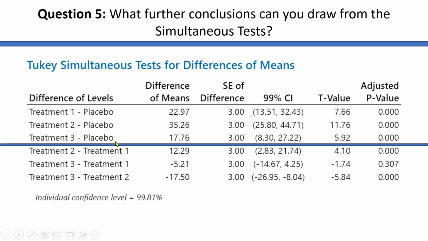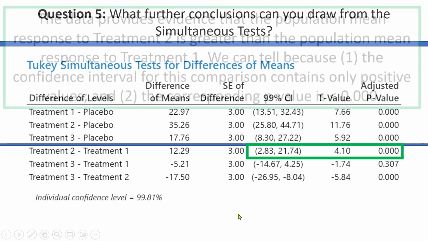Okay, so now let's look at the bottom half. Here we're comparing treatments with one another. And so in the first instance, we can see if we compare treatment 2 with treatment 1, this 2-sample t-test is giving us a confidence interval for the difference between the population means that contains only positive values. Furthermore, the p-value is very small. This is indicating that the population mean for treatment 2 is greater than the population mean for treatment 1.